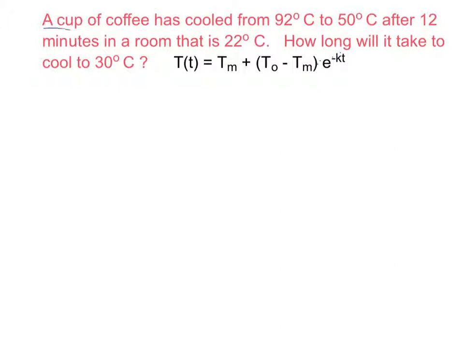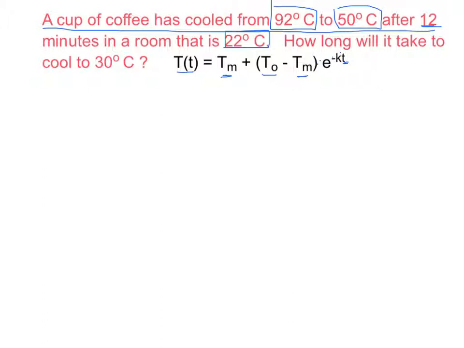So I'm going to look at this whole first part. I've got a cup of coffee that has cooled from 92 degrees to 50 degrees. Okay, so that's my starting and my ending. After 12 minutes, okay, that's the t up here. In a room that's 22 degrees Celsius, that's my surrounding medium. And just with that one sentence there, I have everything except for k. And so if I need to find the k, I'm going to use all of that. So I'll work through it, find k, and then we'll come back to this second question.